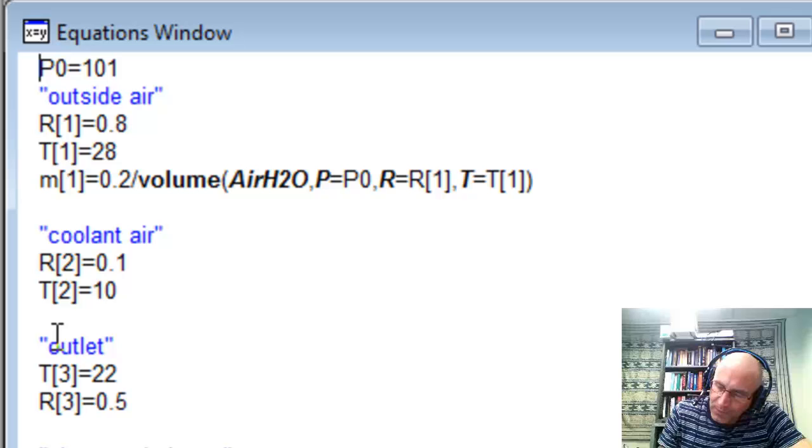And then here's my coolant air, two conditions, a relative humidity of 10% and a temperature of 10 degrees, so it's pretty straightforward. And we were told what the outlet is. We wanted it at 22 degrees and a relative humidity of 50%, so an R value of 0.5, right? So those are all just givens.